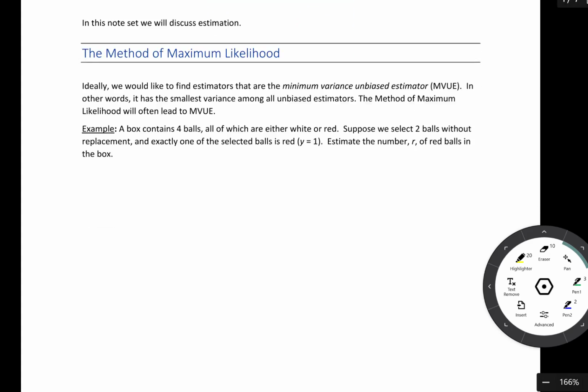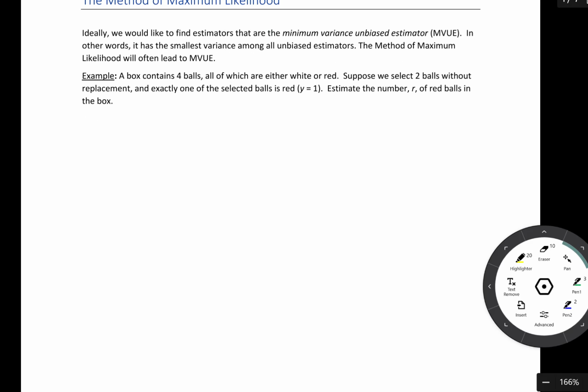So let's look at an example. A box contains 4 balls, all of which are either white or red. And suppose that we select 2 balls without replacement and exactly one of the balls is red. So in other words, we're going to say that y is equal to 1. So we want to estimate R, the number of red balls in the box, based off of what we found.